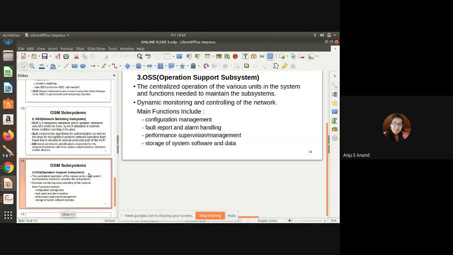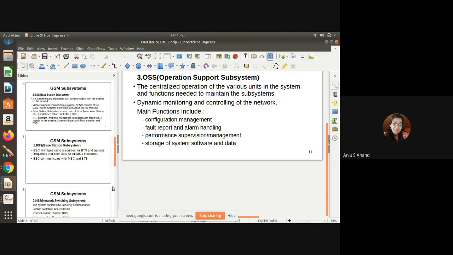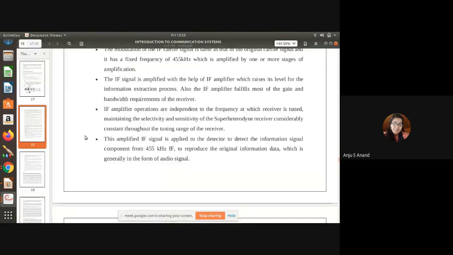Next, the last subsystem is the operation support subsystem, and its main function is dynamic monitoring and controlling of the network. The listed functions are configuration, fault reporting, performance management, and storage of system software and data. I think you have to mention these. So it's a 7 marks question. We have to include all of these along with the topics discussed in our study material.